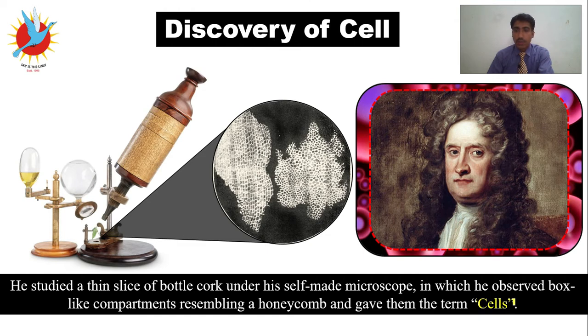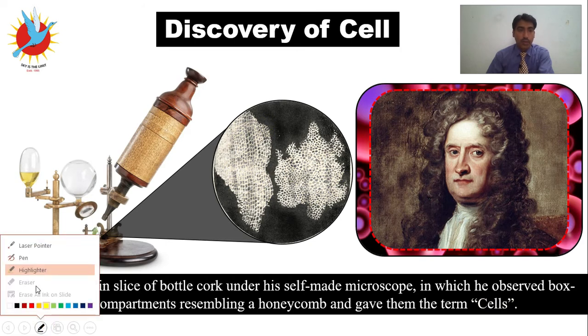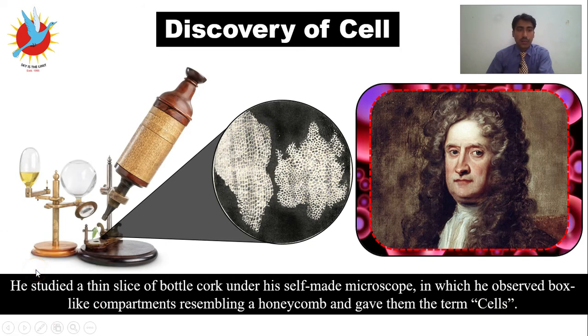Cork is dead wood, you can say. When he observed a piece of cork under his self-made microscope, he observed various kinds of compartments. These compartments he denoted as cells. The compartments that I am going to highlight with the yellow color, these are the cells. So he was the first person who observed the cell, by utilizing his special microscope.